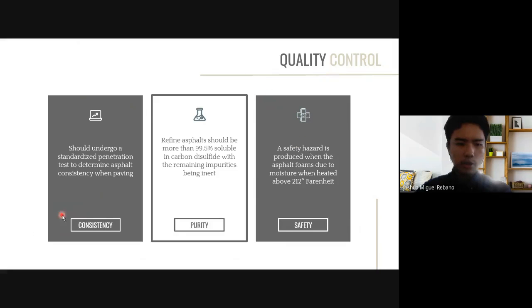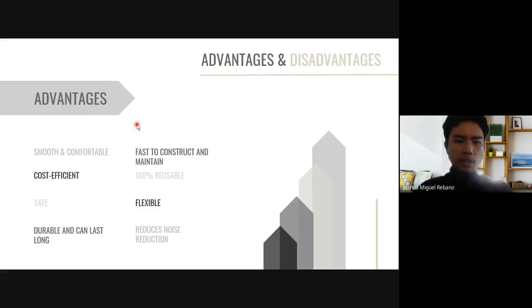So the quality control for asphalt: we have consistency, purity, and safety. Asphalt should undergo a standardized penetration test to determine asphalt consistency when paving. It should be pure. Refined asphalt should be more than 99% soluble. It also poses a safety hazard, as asphalt foams due to moisture when heated above 212 Fahrenheit.